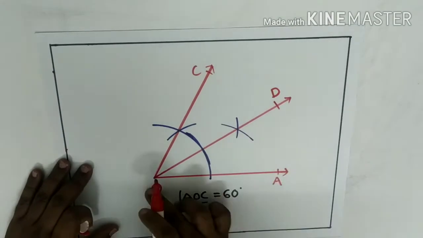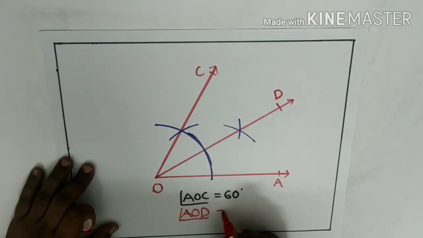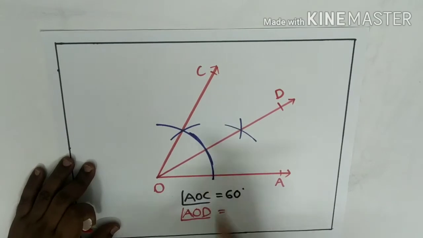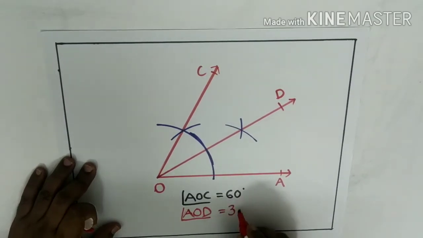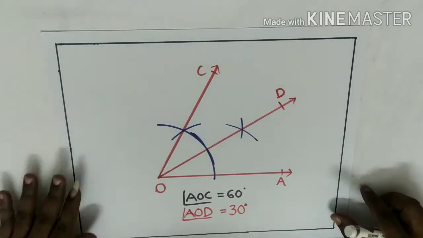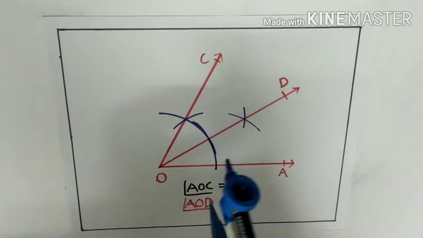Then it is D, if you consider. Then angle AOD is half of 60. The complete angle is 60, and half of 60 is equal to 30 degrees. Now I am halving the 30 degrees. Half of 30, with the same arc.